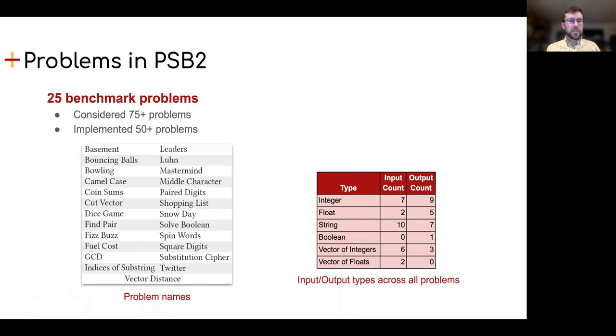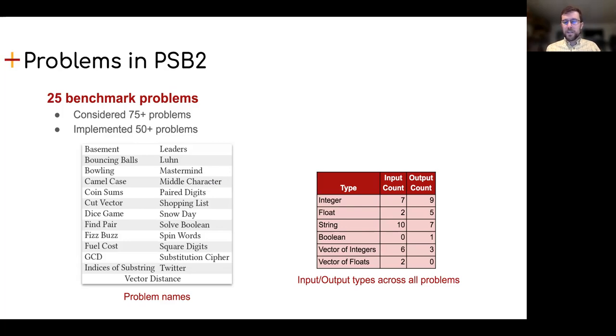For the second benchmark suite, we decided to choose 25 problems after considering over 75 problems and implementing over 50 of them. After all of these implementations, we looked to get a set of problems that had a few characteristics. One, we didn't want these problems to be too hard or too easy. So we looked for problems that fell in that middle sweet spot. We also looked for problems that had a variety of requirements, whether that is different data types, different control flow structures that they might need to use, and so on and so forth.